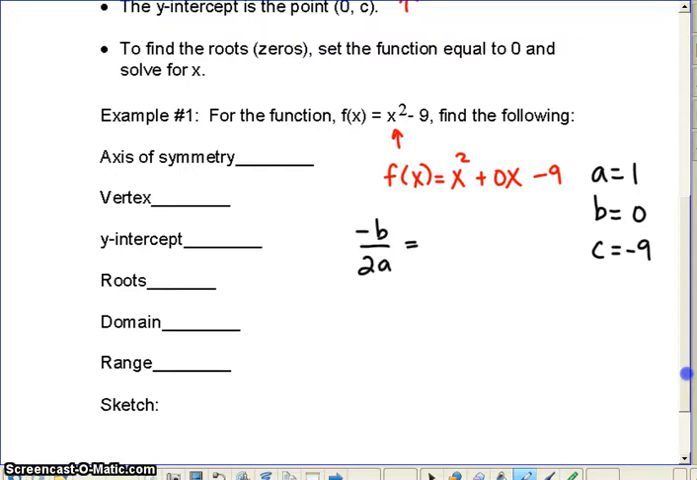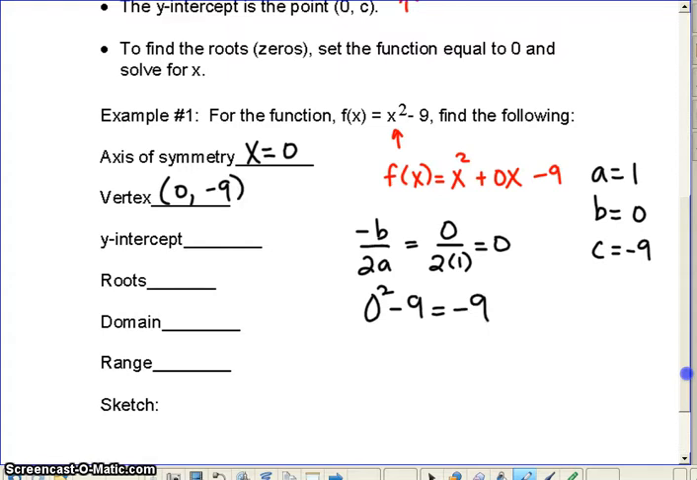Okay, the axis of symmetry, negative b divided by 2 times a. Since 0 is neither positive nor negative, it's going to be 0 divided by 2 times 1, which is still 0. X equals 0 is the vertical line of symmetry. Okay, so the vertex is going to be x equals 0, and we're going to plug that back in. 0 squared minus 9 is negative 9. Okay, the y-intercept is 0, c, since c is negative 9.